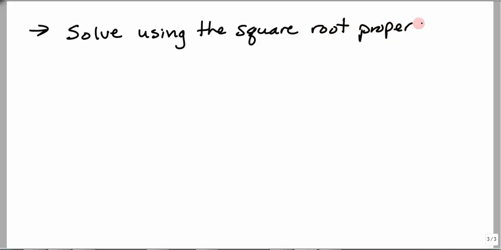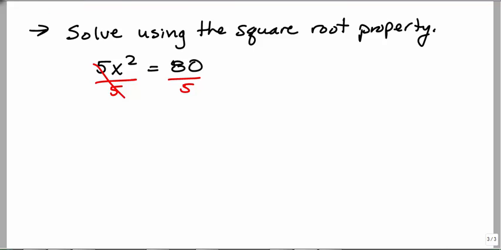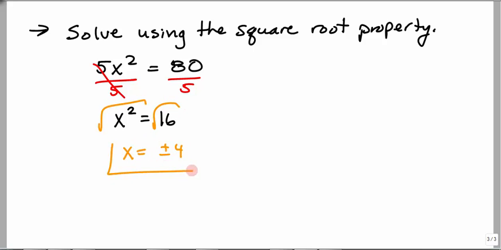So my recommendation would be to graph this right away and have a look at it and see what's going on. So I have 5x squared equals 80. Now whenever you have a single term on one side and a single term on the other, sometimes taking the square root is the fastest way to get to our solutions. So for this one, we could isolate the x squared by dividing both sides through by 5, and I get x squared equals 16. And then our next step would be to take the square root of both sides, and I get x equals plus or minus 4. So bingo, we're done. That's the square root property.